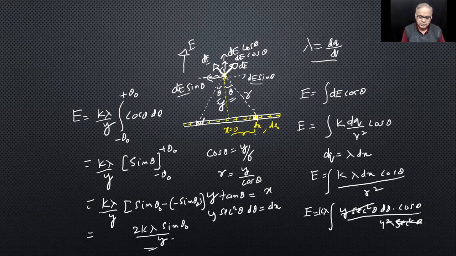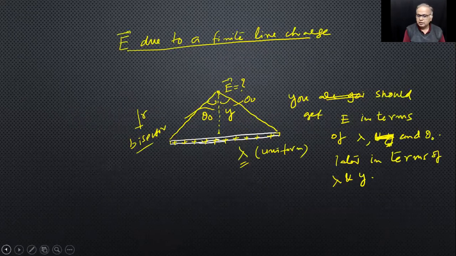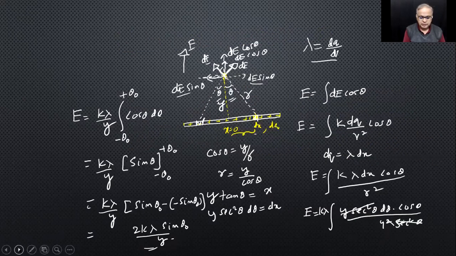Now, this is in terms of theta naught and y, like we promised that we got. But now I'll get it only in terms of y, which is not so difficult. But you need to tell me the formula. I'll go to the next slide.